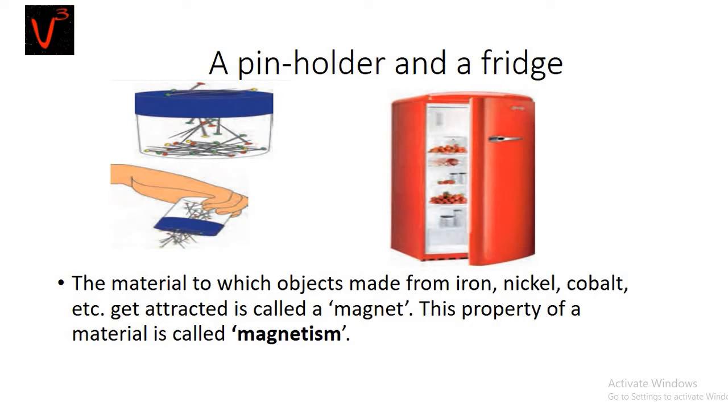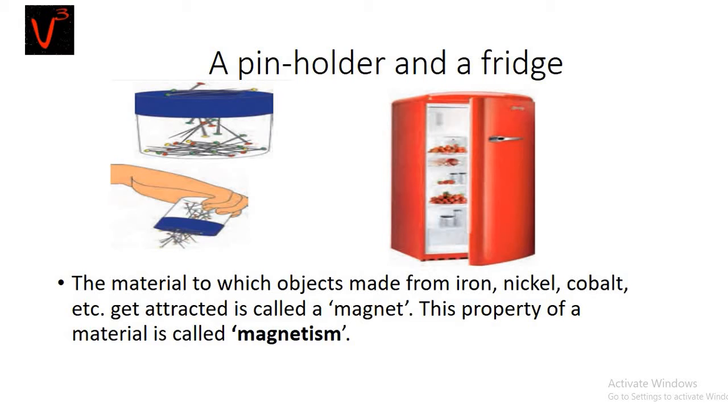Also, while we are shutting the door of a fridge, we find that it closes automatically from a certain distance and does not open unless pulled again. This is because a magnet is placed at the opening of the fridge on both sides. That's why when we take the door closer towards the fridge, the door automatically closes. A magnet is used in these gadgets. A magnet is fitted in the cap of a pin holder and in the door of a fridge.